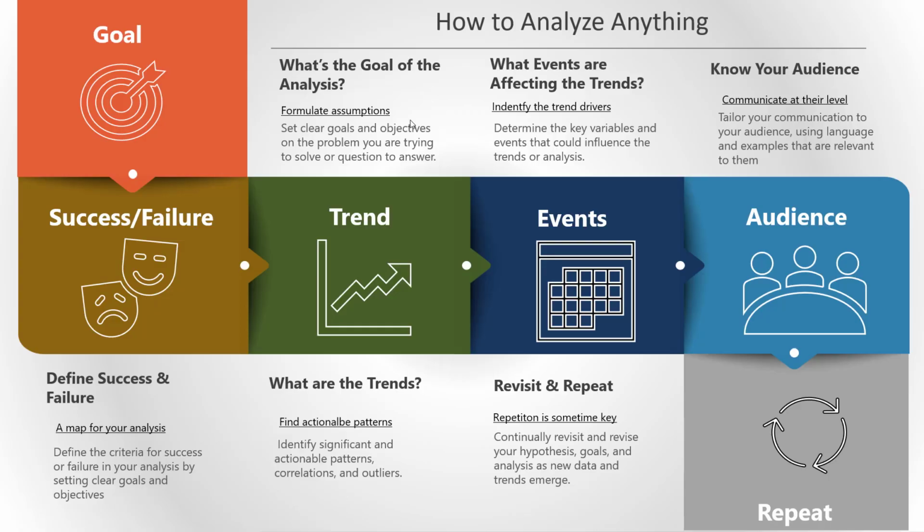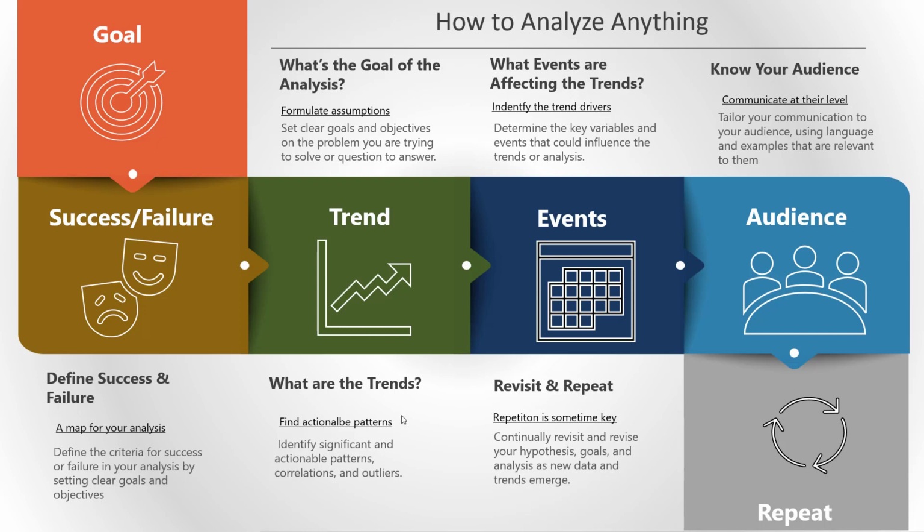So let's review what we've covered. We know we need to know what's the goal of our analysis and be able to formulate assumptions, and we're going to set really clear goals and objectives to our analysis. Next, we want to be able to define what is considered success or a failure. This gives us a map of our analysis. So we define the criteria that is going to set those clear goals and pathways and objectives to our analysis.